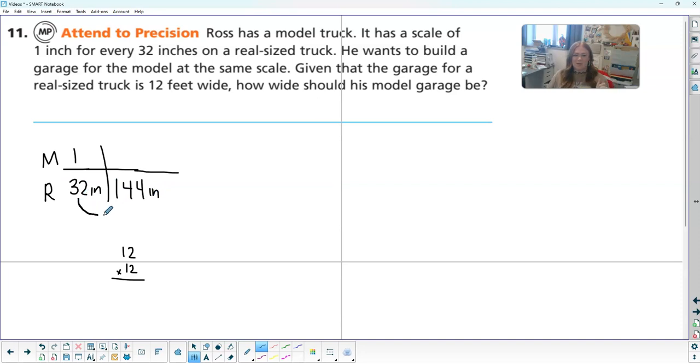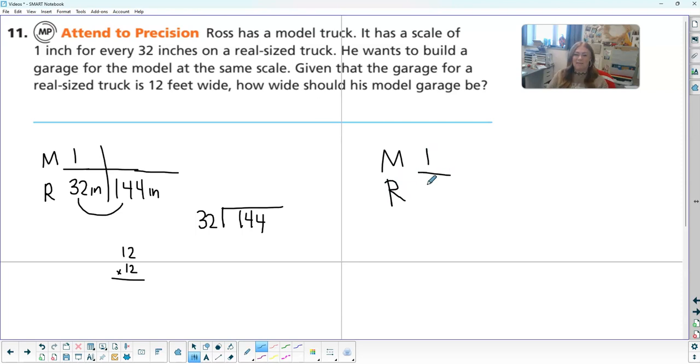So we need to see, how do I get from 144 to 32? So we need to do 144 divided by 32 to see this number here. Then we're going to times 1 times that number to get that there. We can also set it up as a proportion.